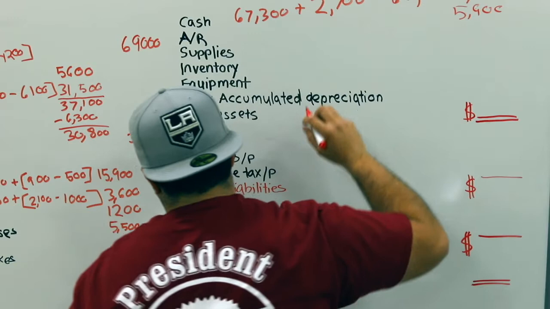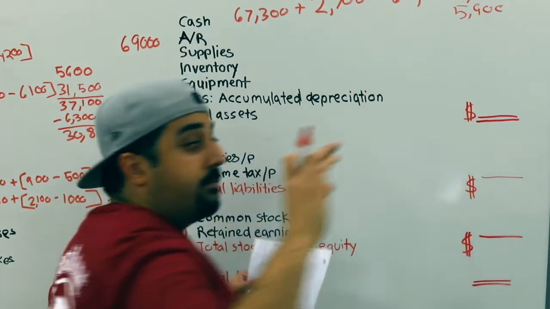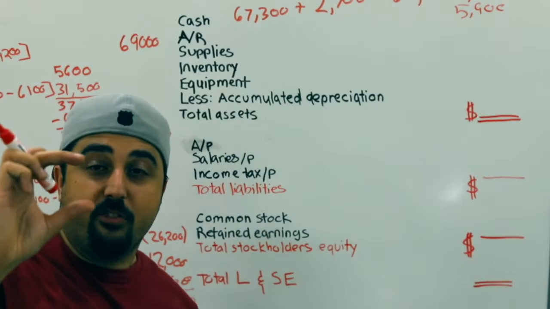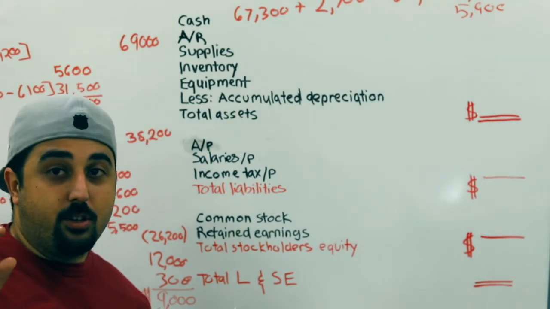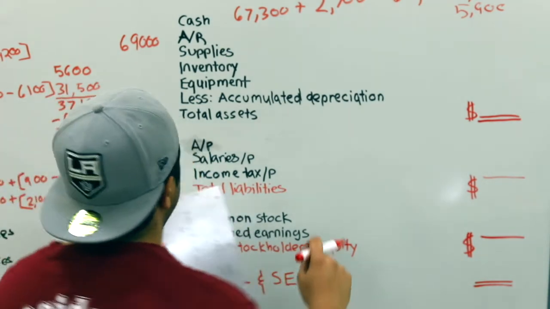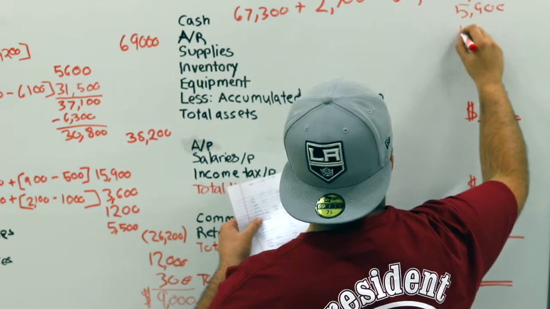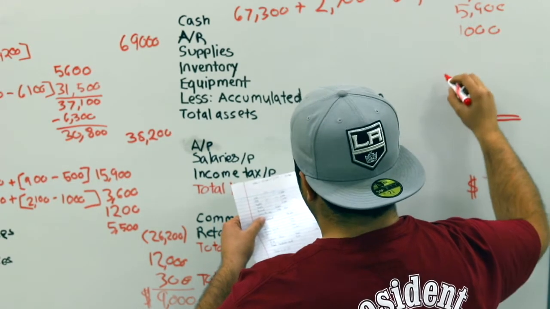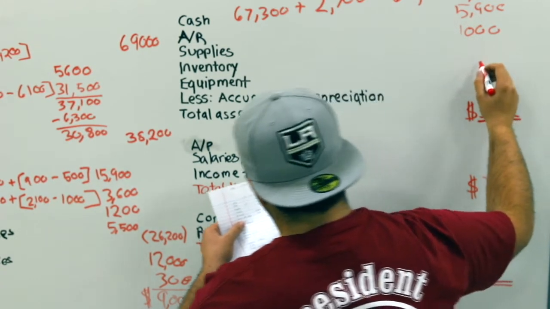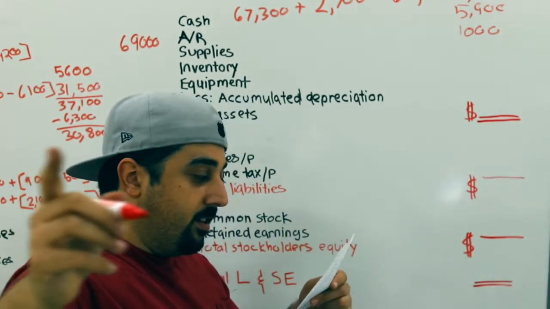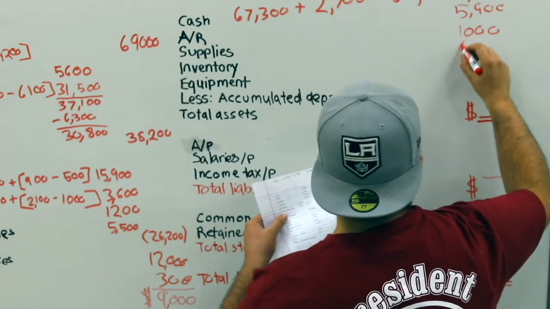Now you're just filling in. At the bottom it gives you other information. Those are your ending amounts. So we get supplies of 1,000. Inventory. This is the inventory of 6,300.